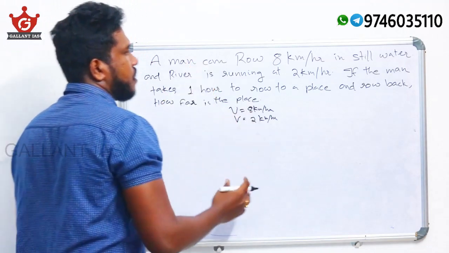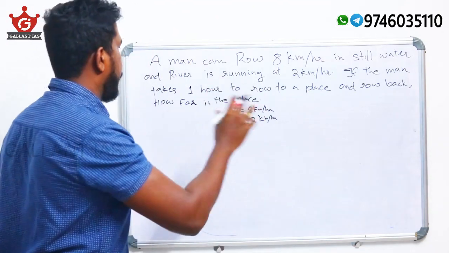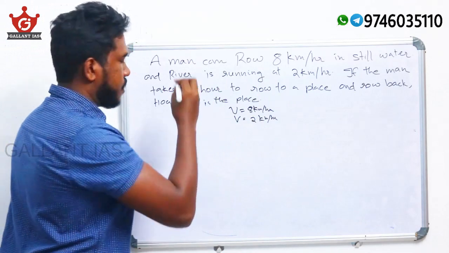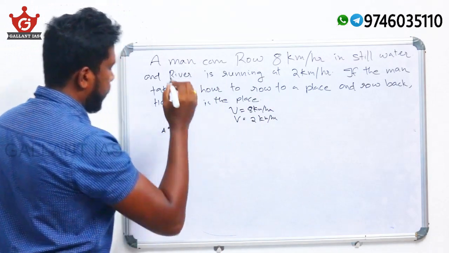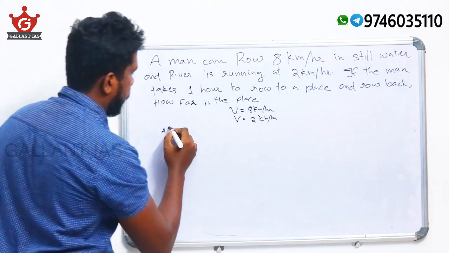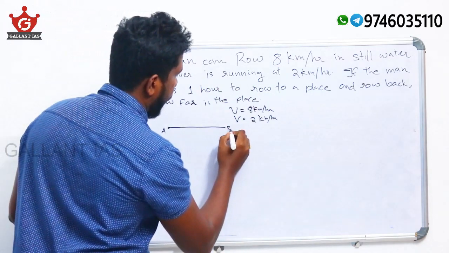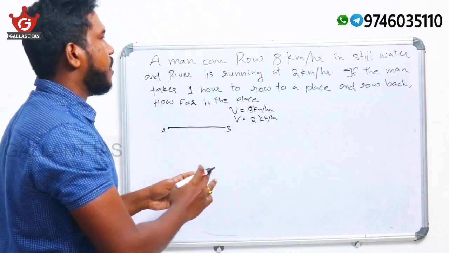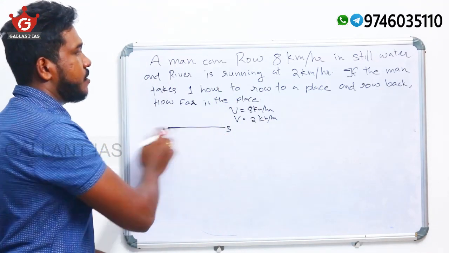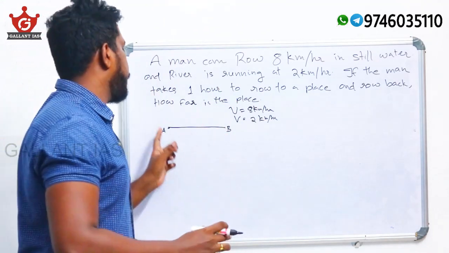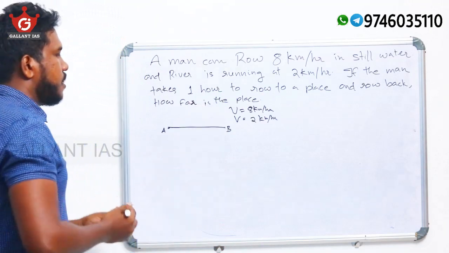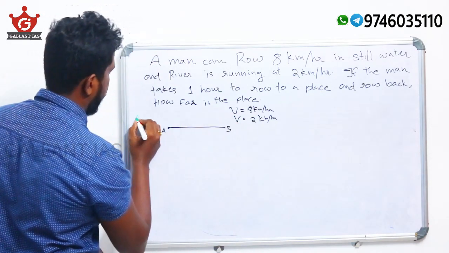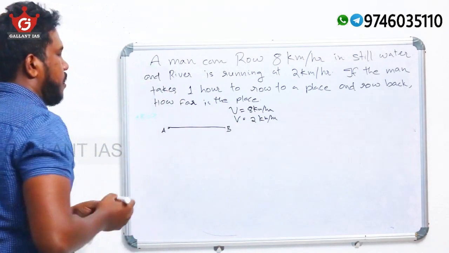Now the main part of the question is that the man takes 1 hour to row to a place and row back. For that we need to make certain assumptions. Let A be the initial point of the man and he is traveling to a point B. Then he reaches point B and comes back to A. The total time for all of this, from A to B and then B to A, is 1 hour, and we need to find the distance between A and B. So let the distance between A and B be X.